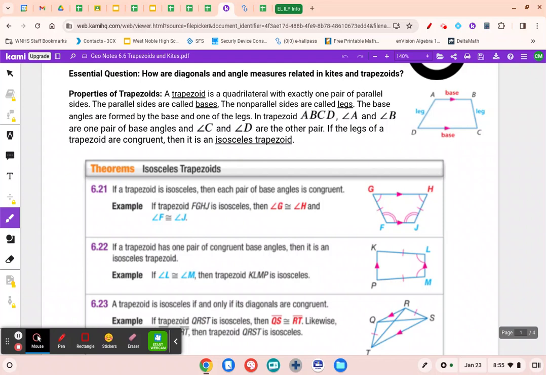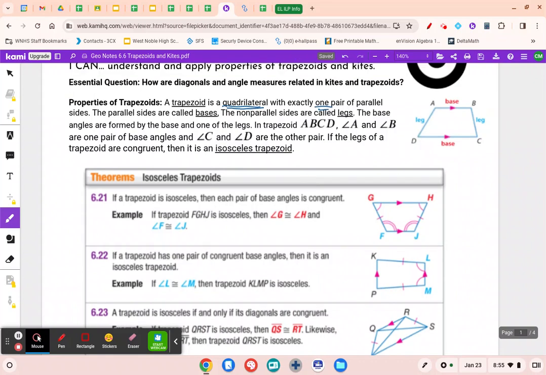So we have properties of trapezoids. A trapezoid is a quadrilateral. Notice it does not say it is a parallelogram. With exactly one pair of parallel sides. The parallel sides are called bases. The non-parallel sides are called legs. The base angles are formed by the base and one of the legs.